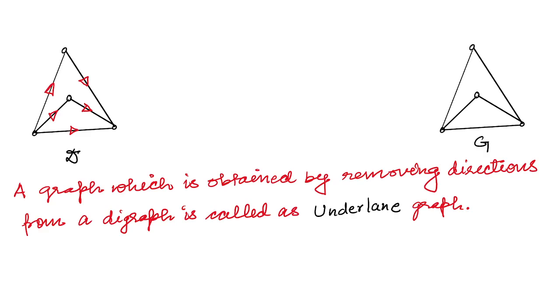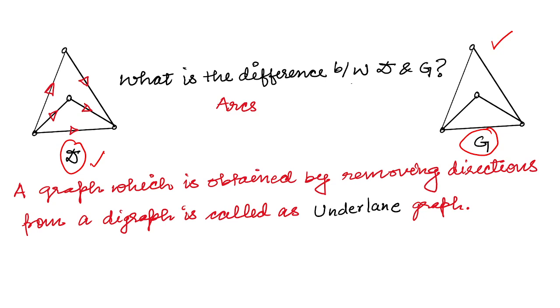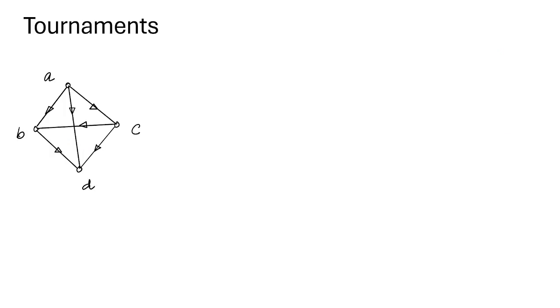Now a graph which is obtained by removing directions from a digraph is what we call an underlying graph. If you look at this particular graph D and you remove all the directions, then you will get this graph. So this graph G is basically the underlying graph for the directed graph D. Okay, now comes tournaments.